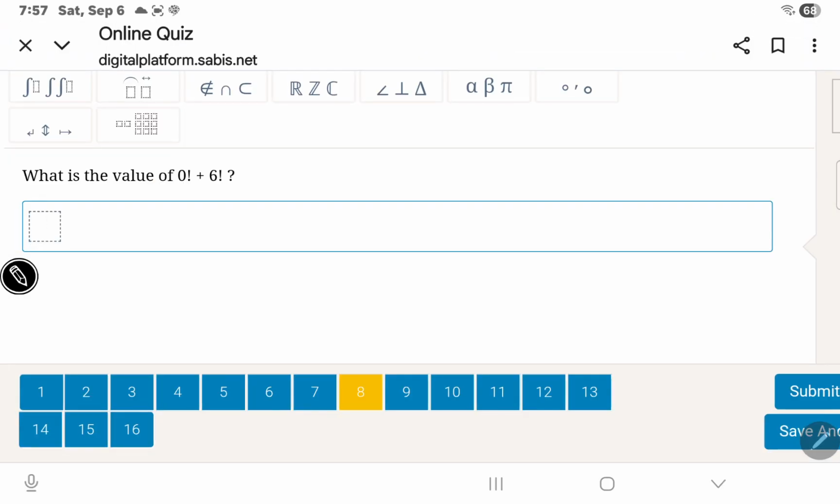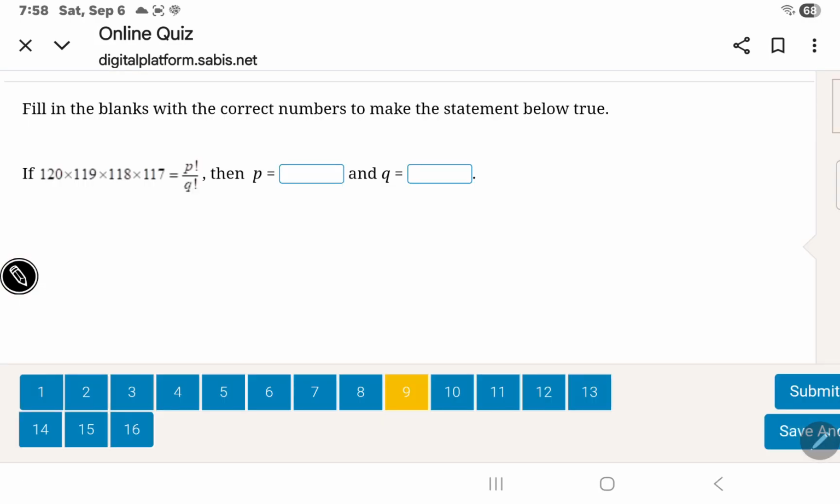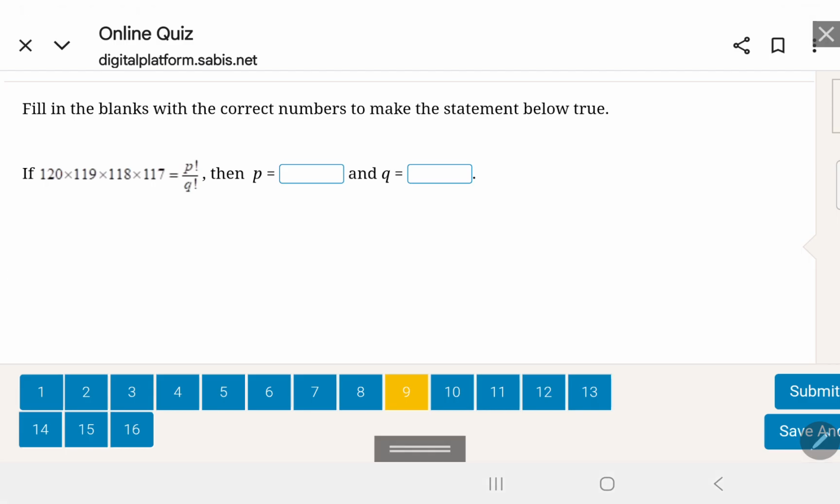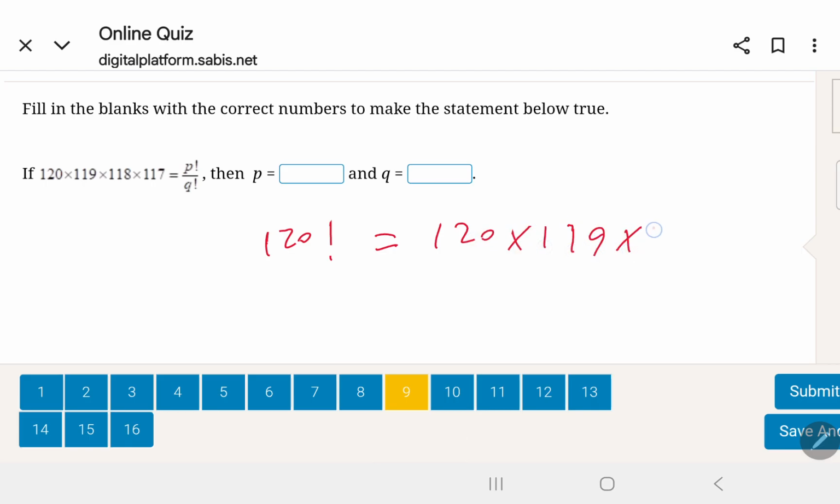Question number 8 now. 0 factorial is 1, 6 factorial you can calculate it, so this is very easy. Number 9. Okay, here I have to find P and Q. Let me start like this. P must be 120 because I have to start with 120, so 120 factorial will be 120 times 119 times 118 times 117 and so on.